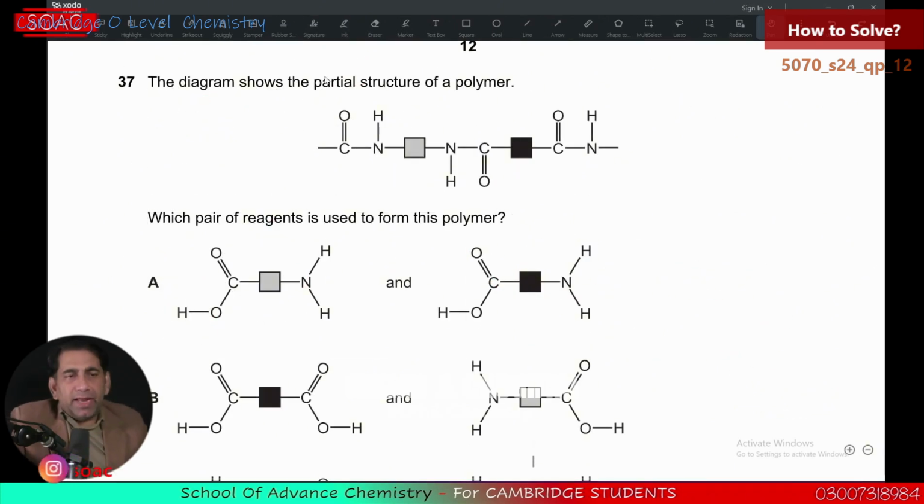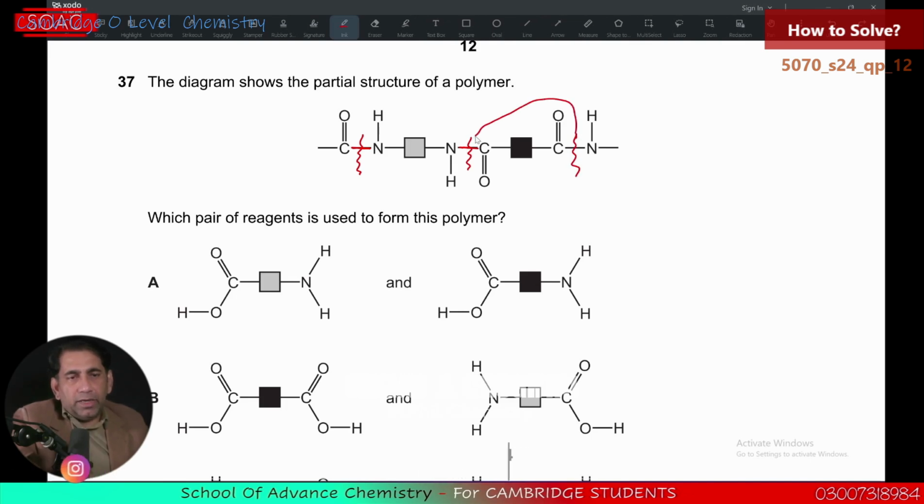Question number 37. The diagram shows the partial structure of a polymer. This one. Which pair of reagents is used to form this polymer? So the easiest way is to break its major linkages, I mean amide linkages or ester linkages. This is an amide basically. So I'm going to break the amide bond. This is the CON bond, OCN bond. This one is the amide linkage.